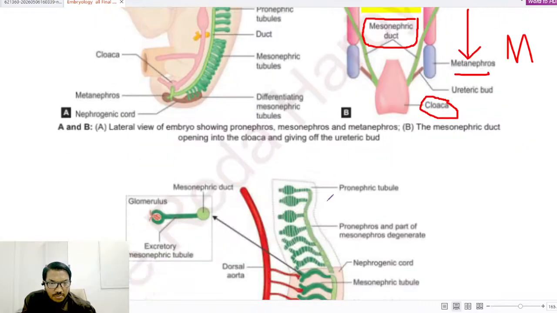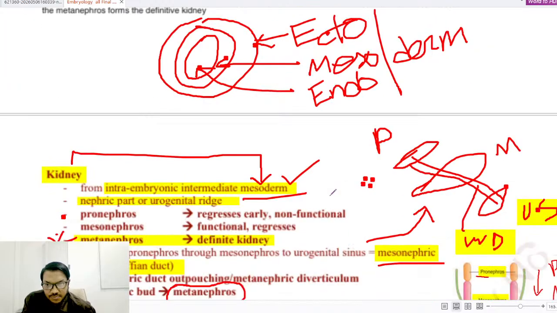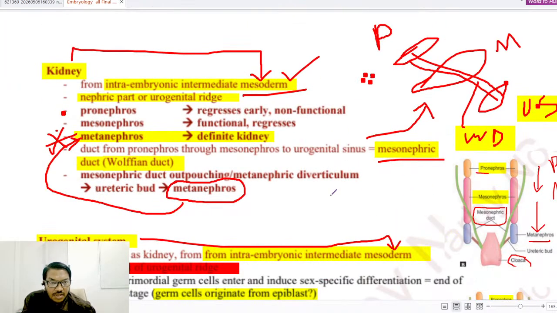Pronephros, mesonephros, mesonephric duct. Okay, come to kidney. Kidney develops from intraembryonic intermediate mesoderm. You can remember, kidney develops from mesoderm. Okay. Now from which part?